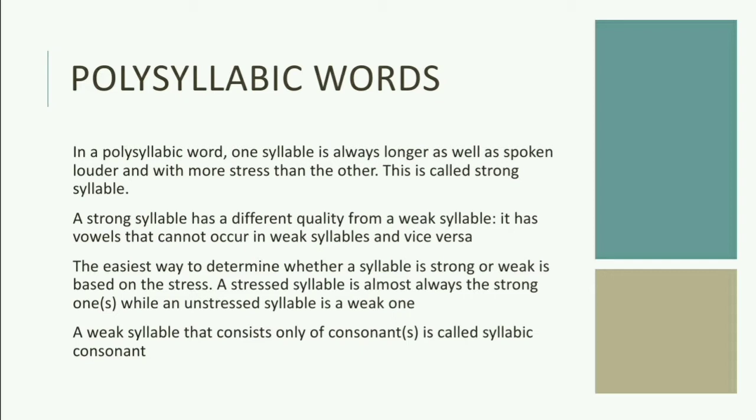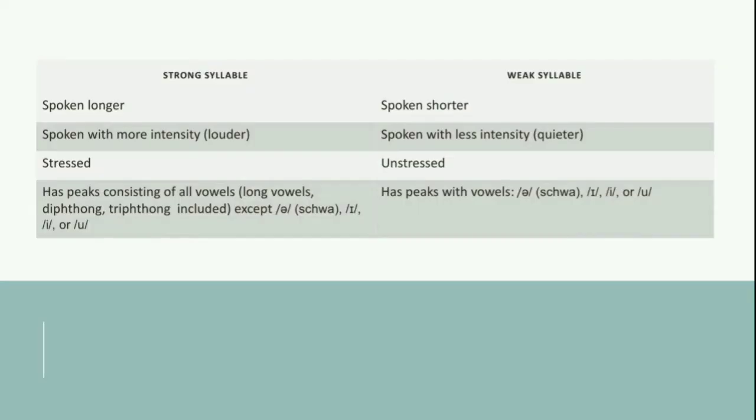The easiest way to determine whether a syllable is strong or weak is based on the stress. A stressed syllable is almost always a strong one, while an unstressed syllable is a weak one. So, if we find a word and in the phonetic transcription there is stress, it is almost always the case that the word has a strong syllable, while a weak syllable that consists only of a consonant is called a syllabic consonant. This is the difference between strong and weak syllables.